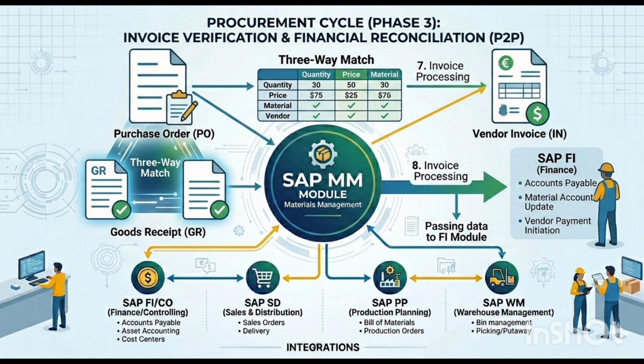This analytical visualization brings the documents from the previous two images back into the system's core. The purchase order, the goods receipt, and the newly received vendor invoice are all brought together. The system compares the quantity and price across all three. If the match is successful, the system clears the invoice and an integration arrow passes the data to the SAP FI module, initiating the payment.